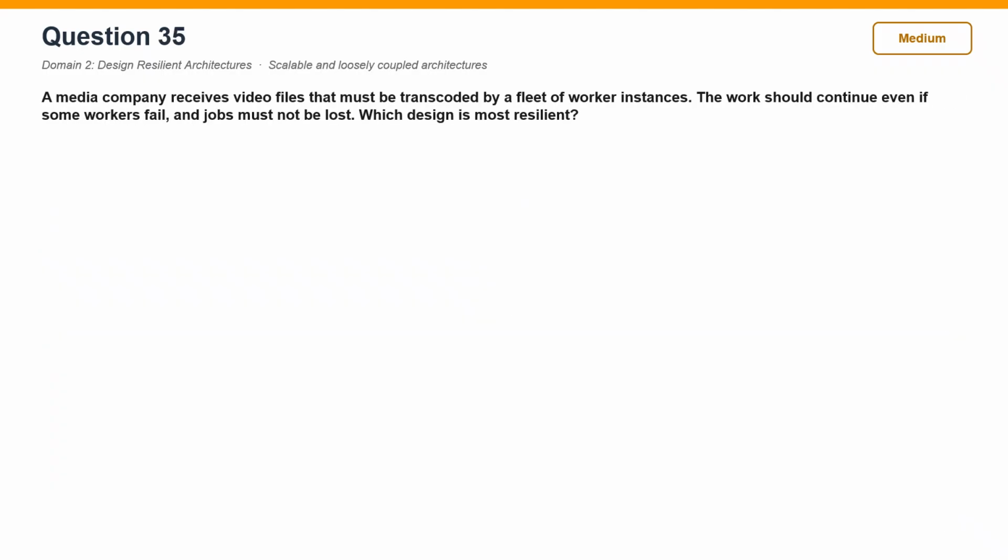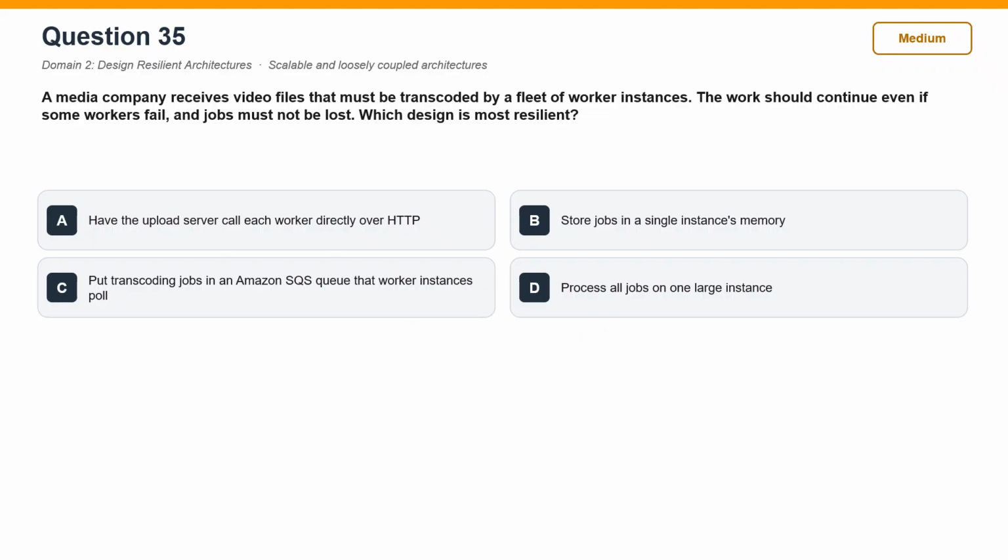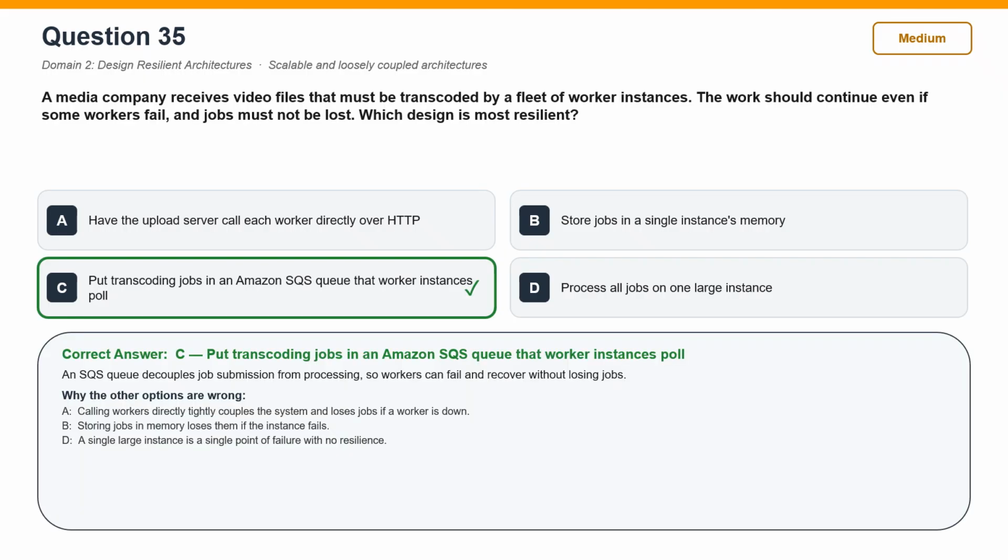Question 35. A media company receives video files that must be transcoded by a fleet of worker instances. The work should continue even if some workers fail, and jobs must not be lost. Which design is most resilient? The correct answer is C. Put transcoding jobs in an Amazon SQS queue that worker instances pull. An SQS queue decouples job submission from processing, so workers can fail and recover without losing jobs. Now, why the other options are wrong?